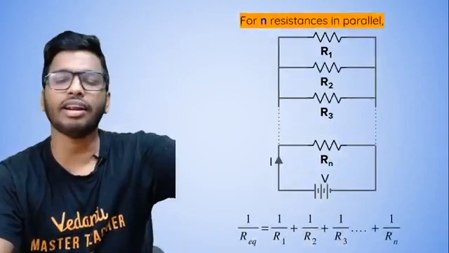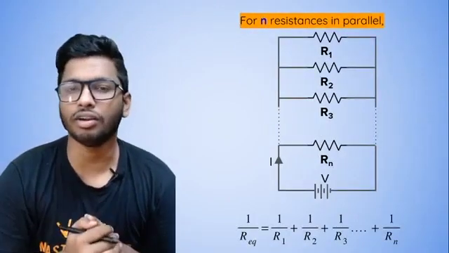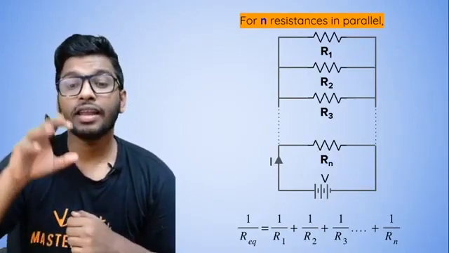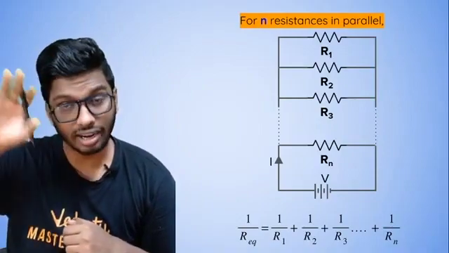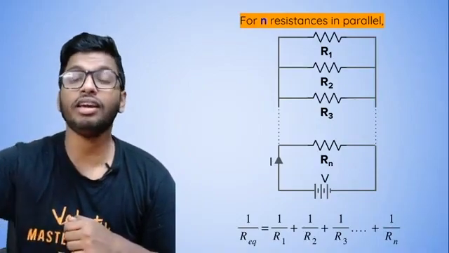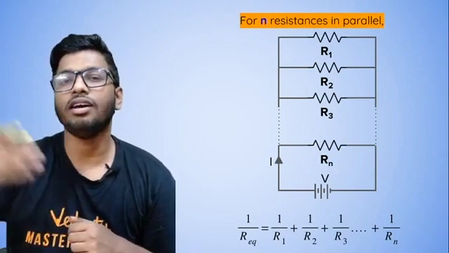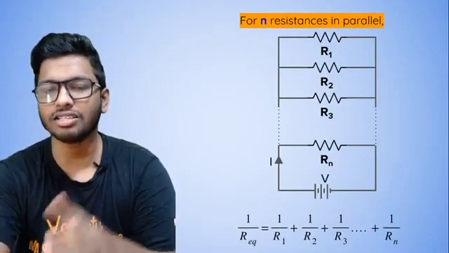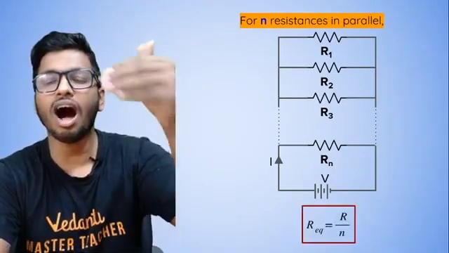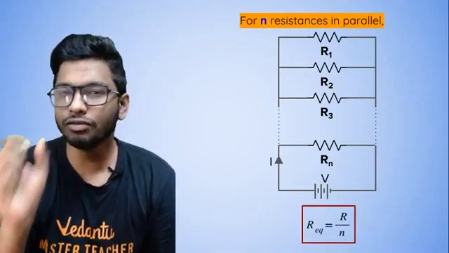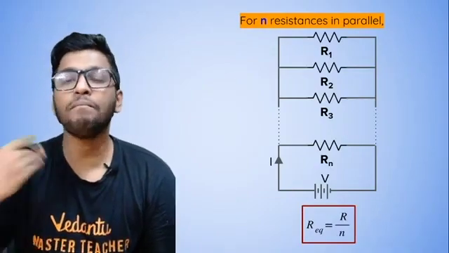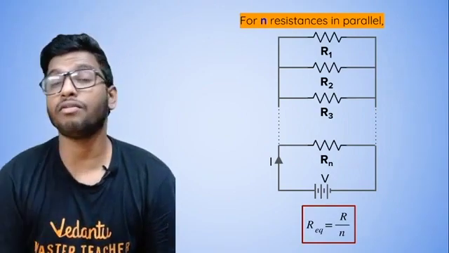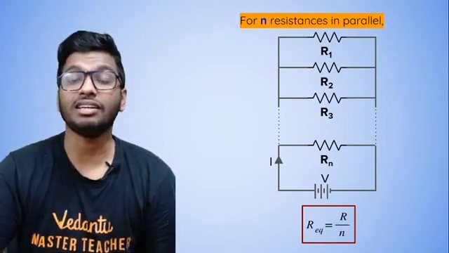If you have 4, it will become 1 by R1, 1 by R2, and so on till 1 by R5. Now, if you have n number of resistors, it will be exactly the same: 1 by R1, 1 by R2, 1 by R3, plus, and so on till 1 by Rn. Now, you can write this as R equivalent is equal to R by N, that is the value of the resistance divided by the number of resistors connected. So the value of the resistor and the number of resistors connected in a parallel connection would give you the equivalent resistance.